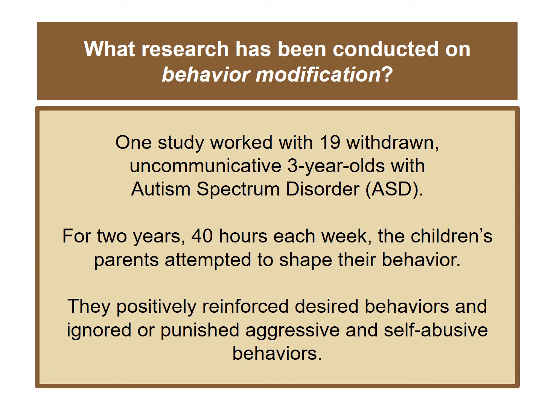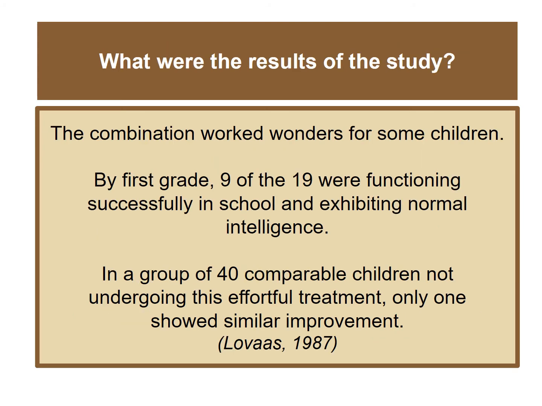What research has been conducted on behavior modification? So one study worked with 19 withdrawn uncommunicative 3-year-olds with autism spectrum disorder, ASD. For 2 years, 40 hours each week, the children's parents attempted to shape their behavior. They positively reinforced desired behaviors and ignored or punished aggressive and self-abusive behaviors. The combination worked wonders for some children. By first grade, 9 of the 19 were functioning successfully in school and exhibiting normal intelligence. In a group of 40 comparable children not undergoing this effortful treatment, only 1 showed similar improvement.